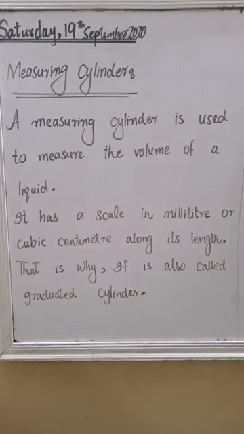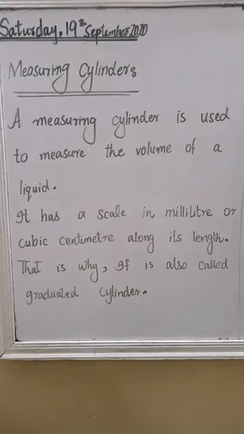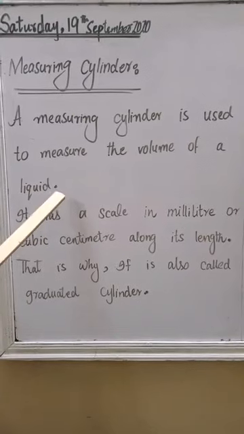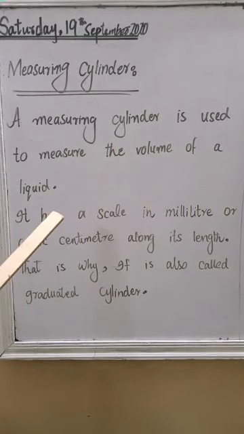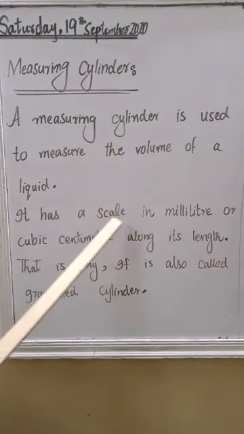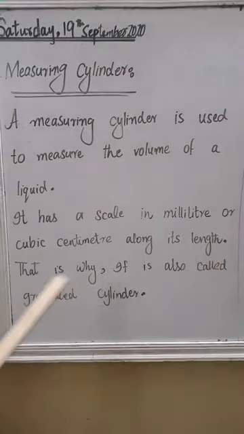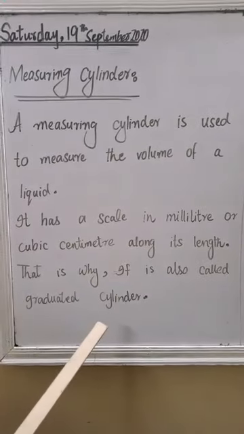Students, our next topic is measuring cylinder. A measuring cylinder is used to measure the volume of a liquid. It is made up of glass or transparent plastic. It has a scale in milliliter or cubic centimeter along its length. That's why it is also called graduated cylinder.